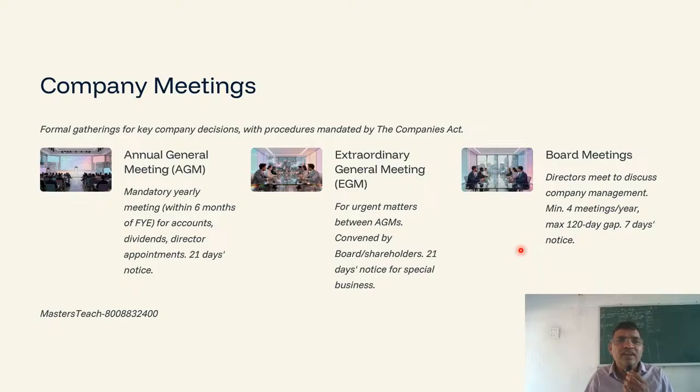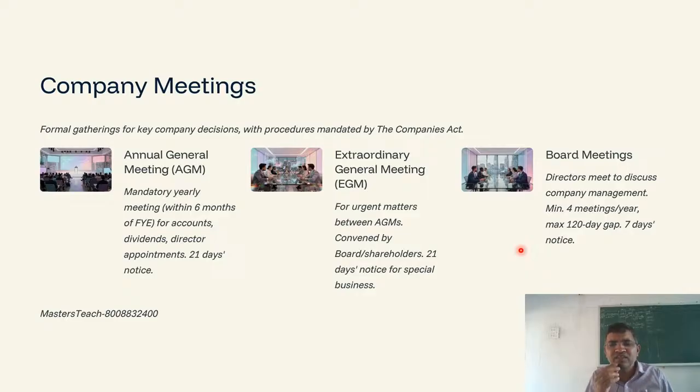Then company meetings. How are they going to be conducted? It is a formal gathering for company decisions, with the procedure mandated by the Companies Act. As per the Companies Act, the company has to compulsorily conduct meetings. One is the annual general meeting, which has to be conducted yearly. The first one has to be conducted within the first 6 months of the company starting. In it they declare the dividend and director appointments, and a notice period of 21 days should be given in order to conduct the meeting.